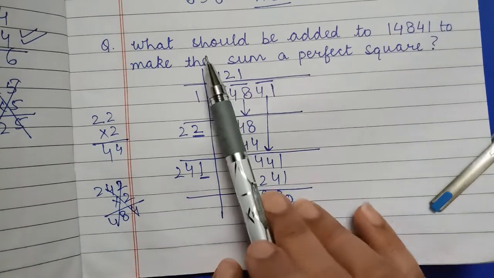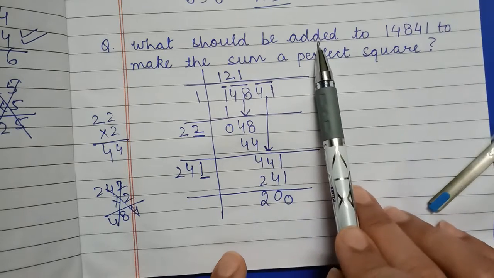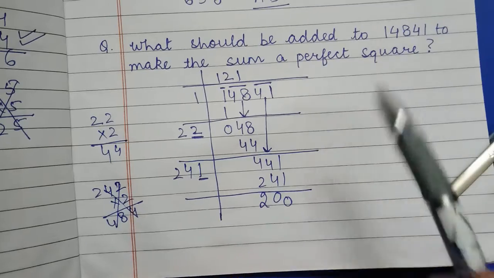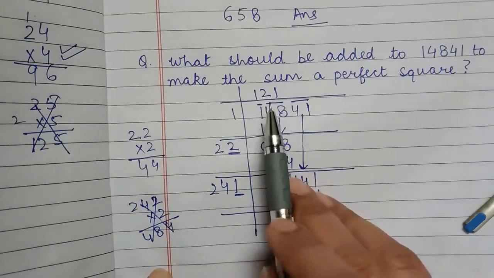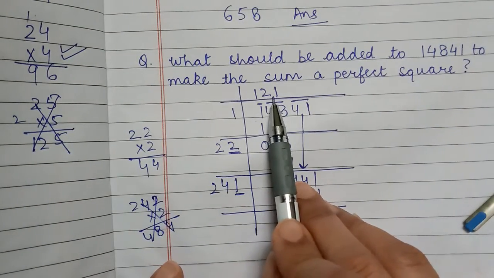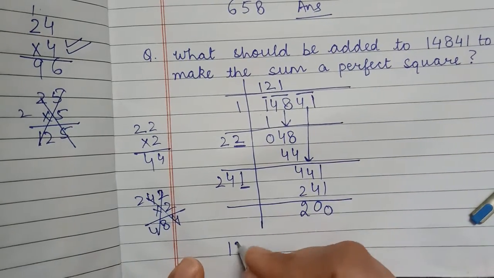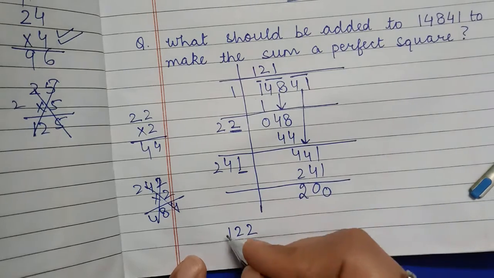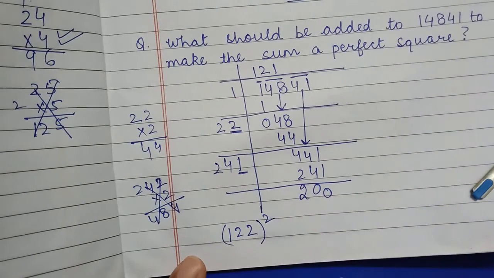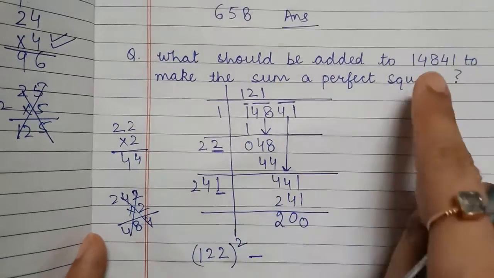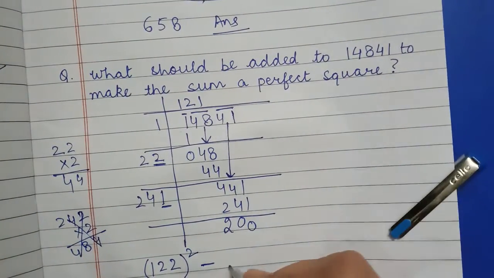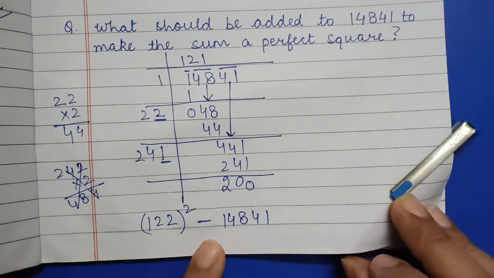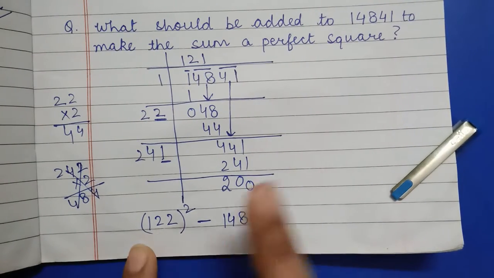Fine. So the question says what should be added. If we have to find the number which should be added, we have to apply this method. It is 121 here, so the next number of it will be 122. After 121 comes 122, so we will take 122 square minus the number given in the question. The number given in the question is 14841.